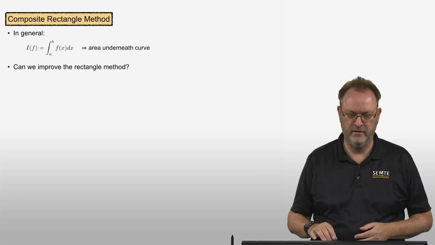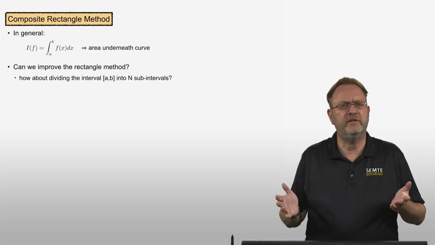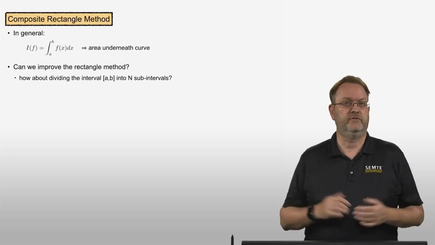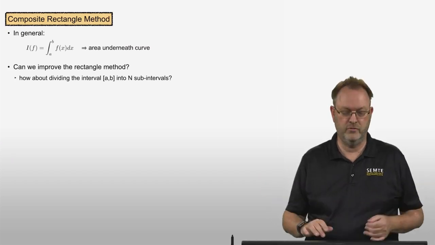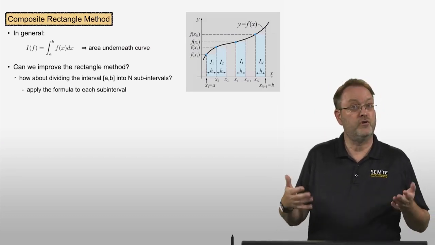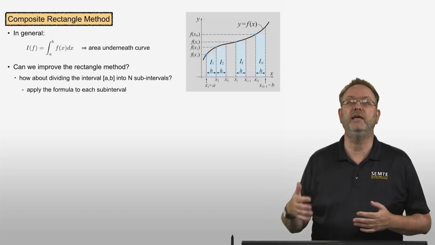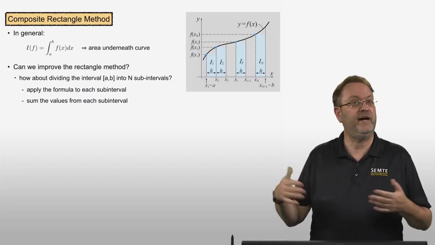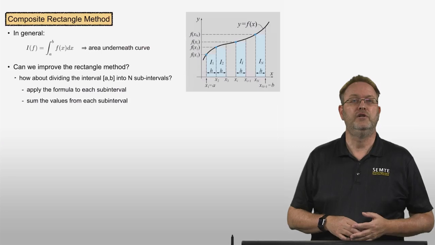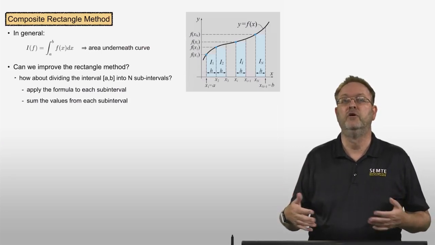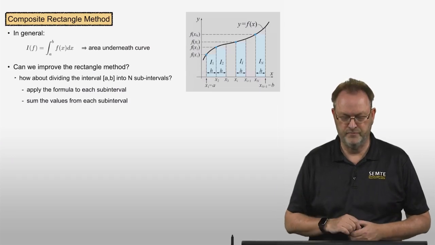Now, can we improve the rectangle method itself while still using either the left or the right as the height of the rectangle? So how about dividing that interval from a to b into subintervals? Let's divide it into uppercase N subintervals. And then we're going to apply the formula to each one of these subintervals. And then the final integral from a to b will just be the sum of the values that we have found from each one of the subintervals.